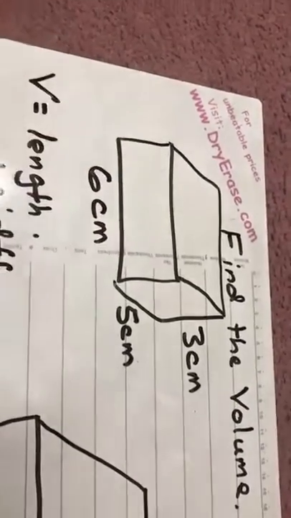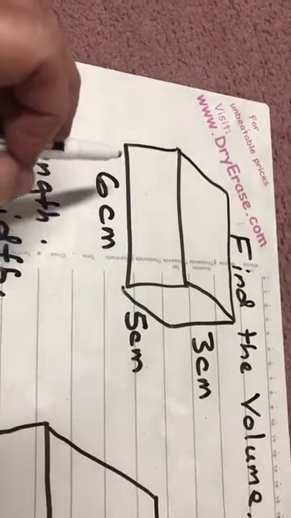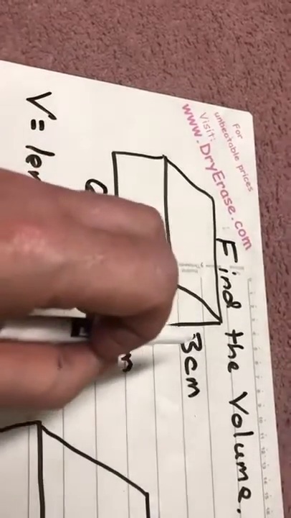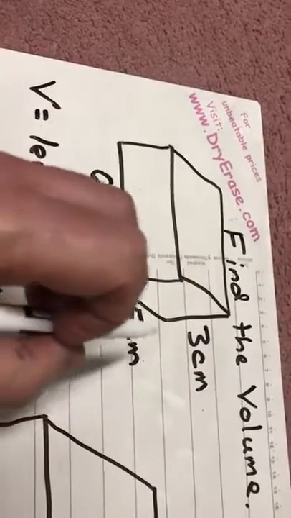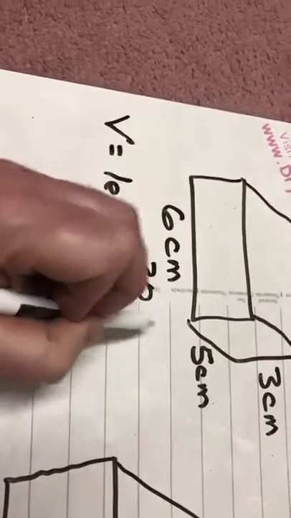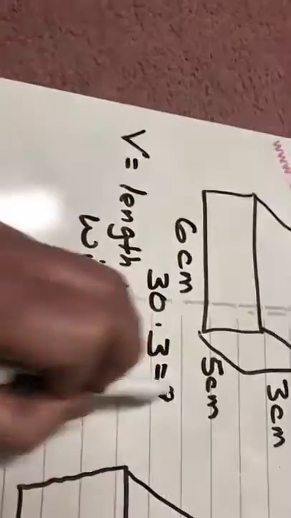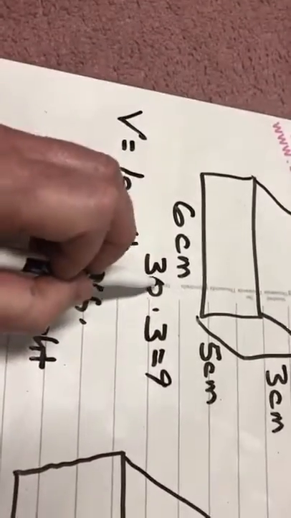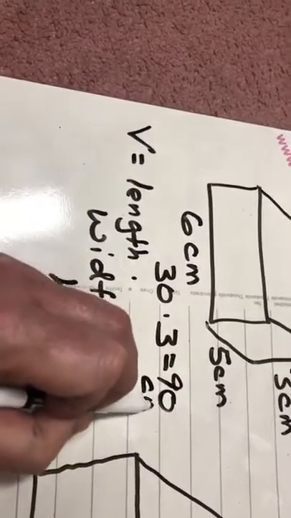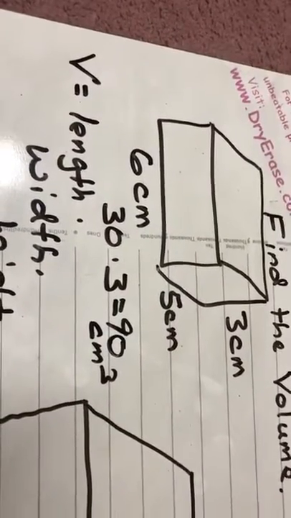So if I'm looking at this first example, find the volume, I'm going to think 6 times 5. Well, I know that 6 times 5 is 30. Then I should be able to use the zeros trick and just do 30 times 3. So I'm going to write that down here. 30 times 3. I know that 3 times 3 is 9. And if I add my 0, I know that that's going to be 90 cubic centimeters. That's going to be my final answer.